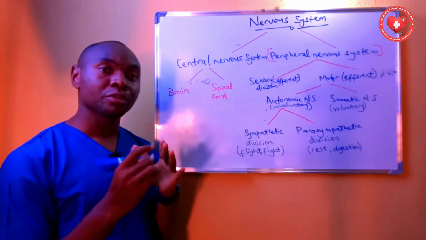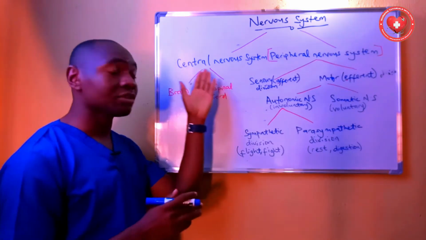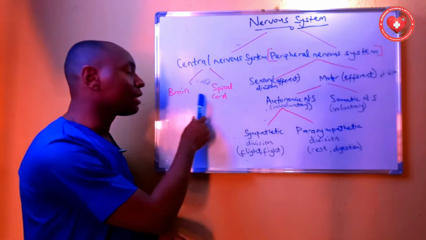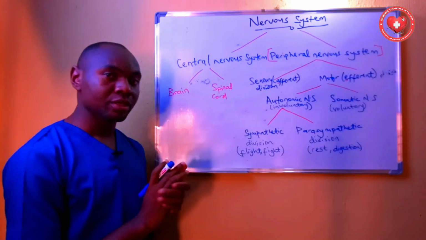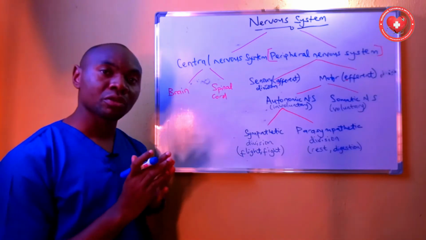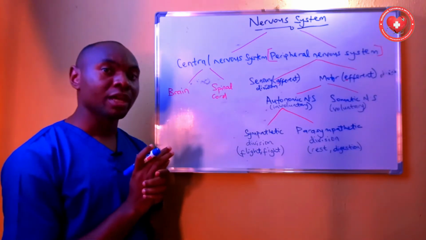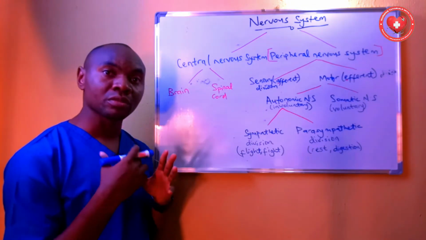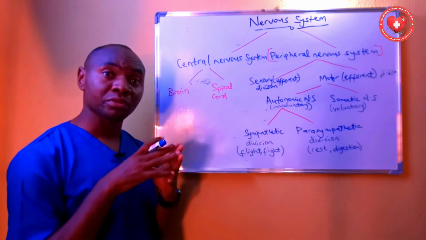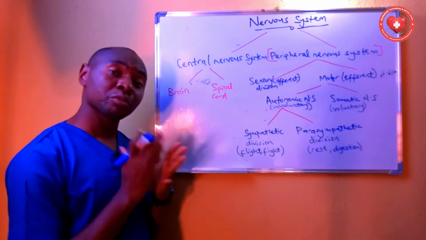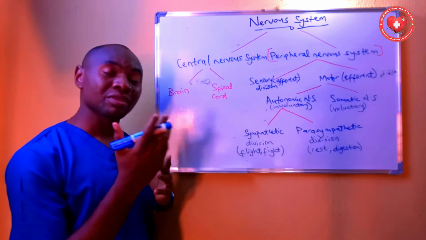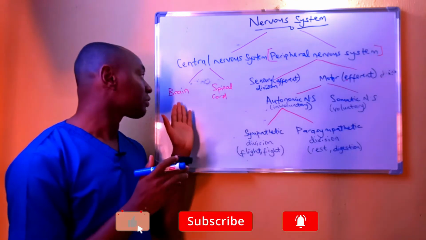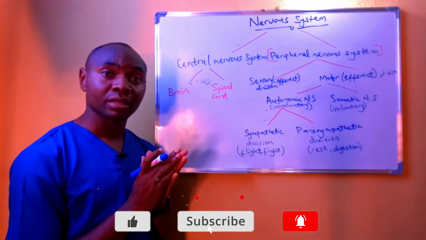Basically, the central nervous system consists of the brain and the spinal cord. These two structures make up the central nervous system. And it is in these two structures that any impulse coming to the central nervous system is processed. All the information, whatever signals come from the sensory organs, are processed in the brain and the spinal cord.